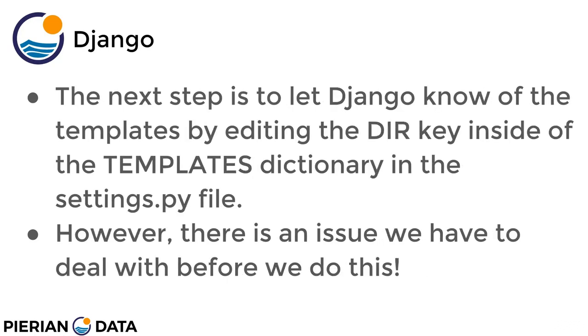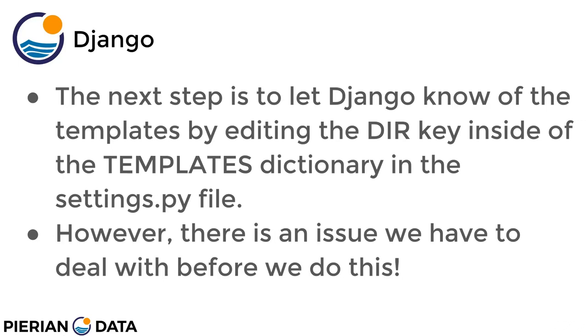The next step is to let Django know of the templates by editing the dir key inside of the templates dictionary in the settings.py file. So inside the settings.py file for the project, there's a variable called templates, and it's a dictionary. And inside that dictionary, there's a string, dir, which stands for directory, and that's what we need to edit to let Django know where the templates are.